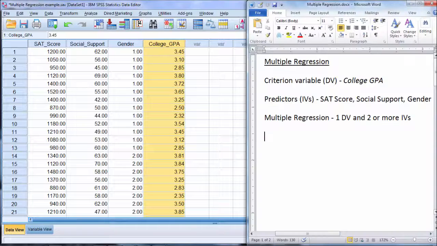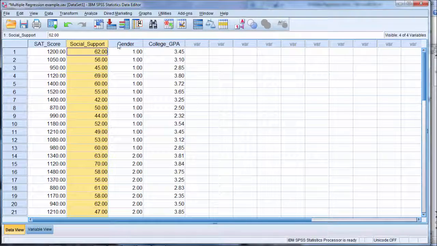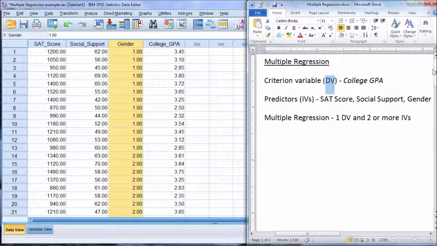In regression, what we're trying to predict, in this case college GPA, is known as our criterion variable. It's also known as the dependent variable. The variables that we're using to predict the criterion variable, SAT score, social support, and gender, are known as our predictors or predictor variables. We also refer to those as independent variables. And those, once again, are SAT score, social support, and gender.